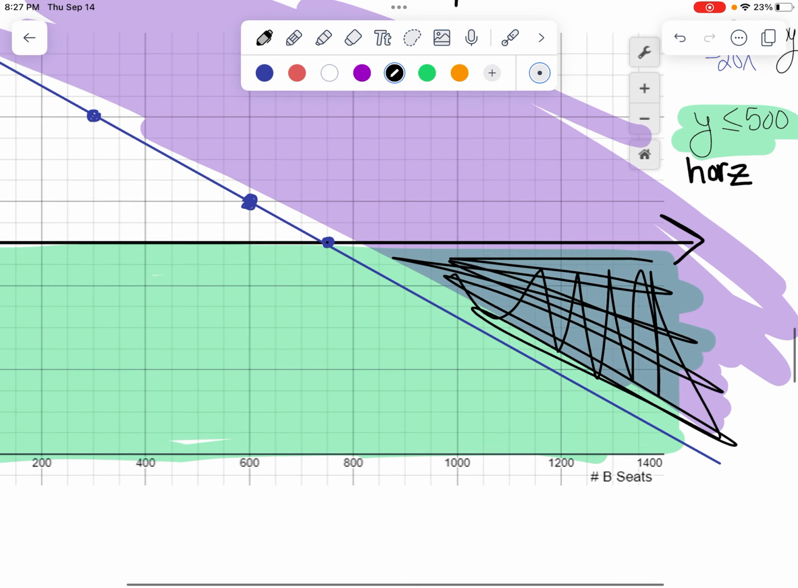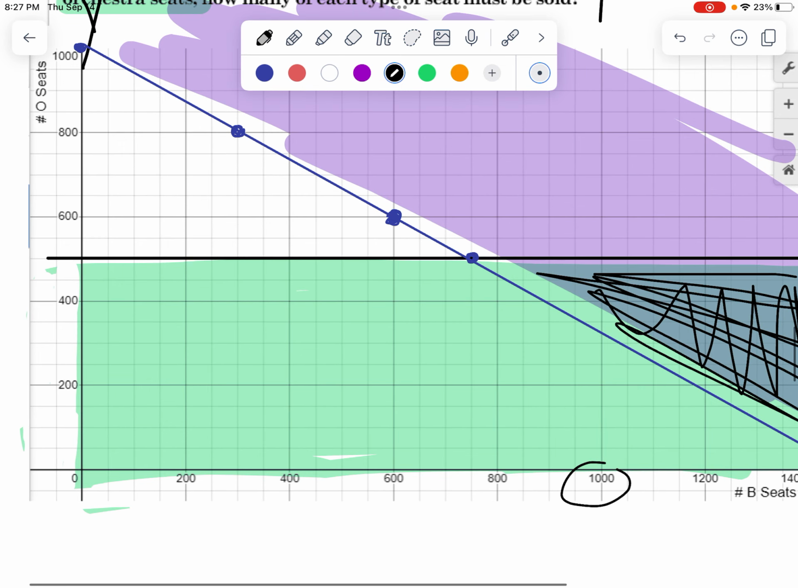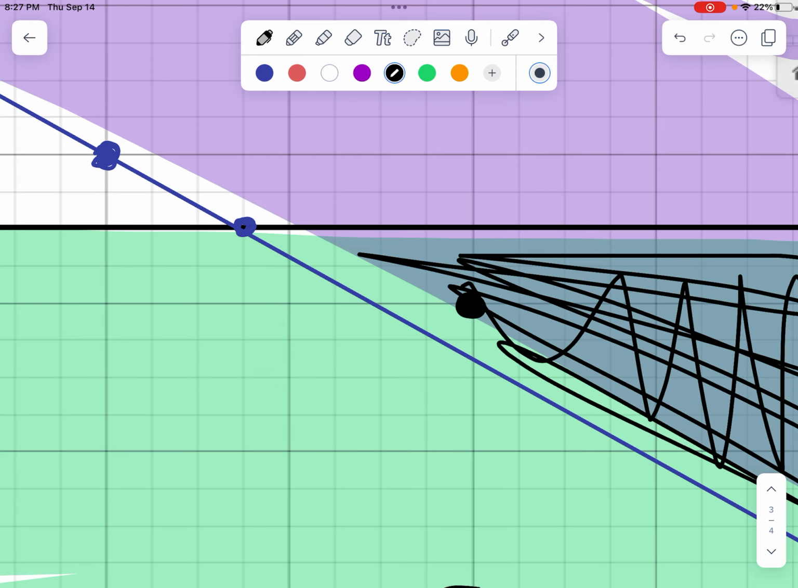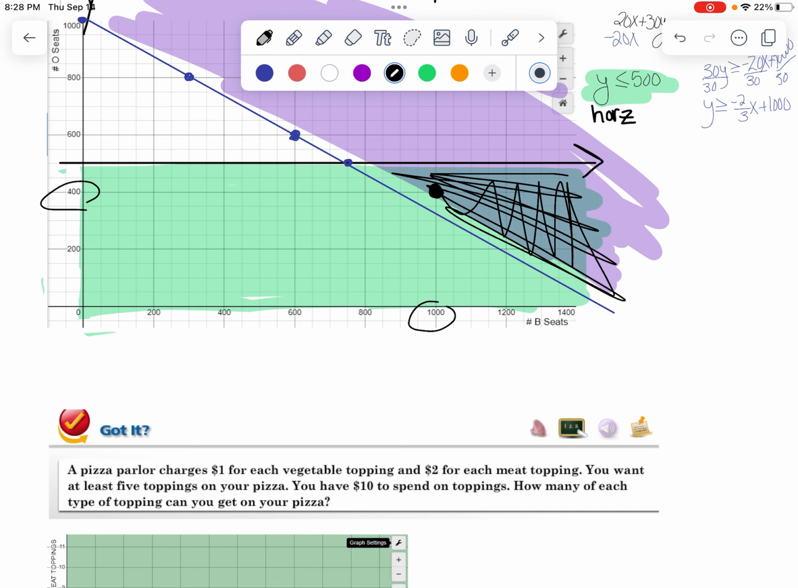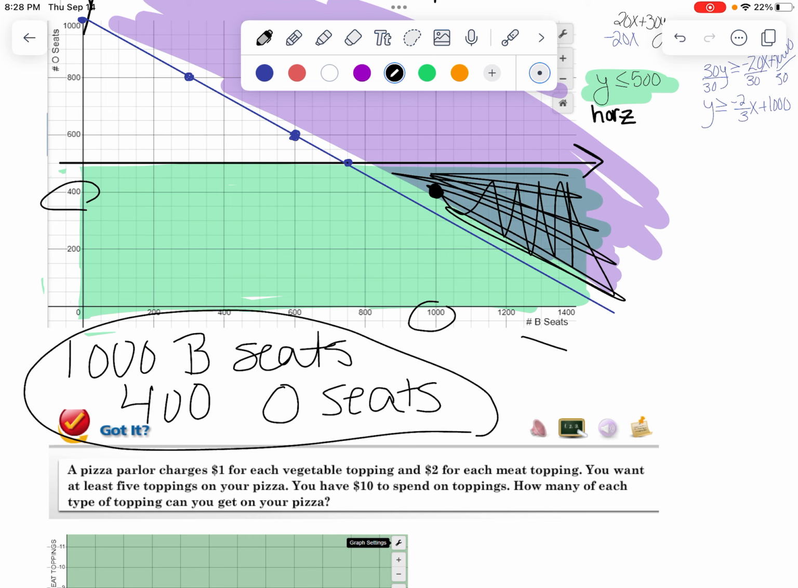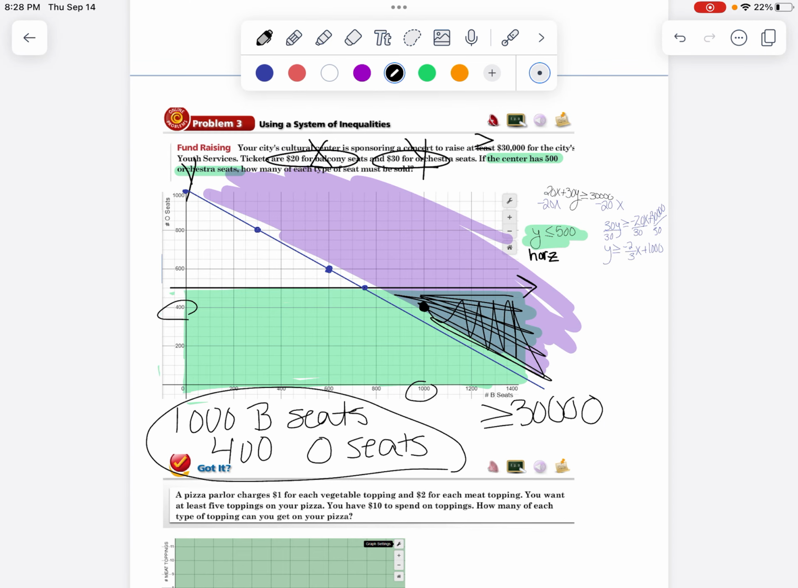So let's give a for instance. How about 1,400? How about that one? That's going to land right there. That's an example, okay? So I could say, let me change that back, I could say 1,000 balcony seats. That's one solution. And 400 orchestra seats. So if you sold that many seats, you would be making greater than or equal to $30,000. And your orchestra seats would stay under the 500. So you would take care of both of those.